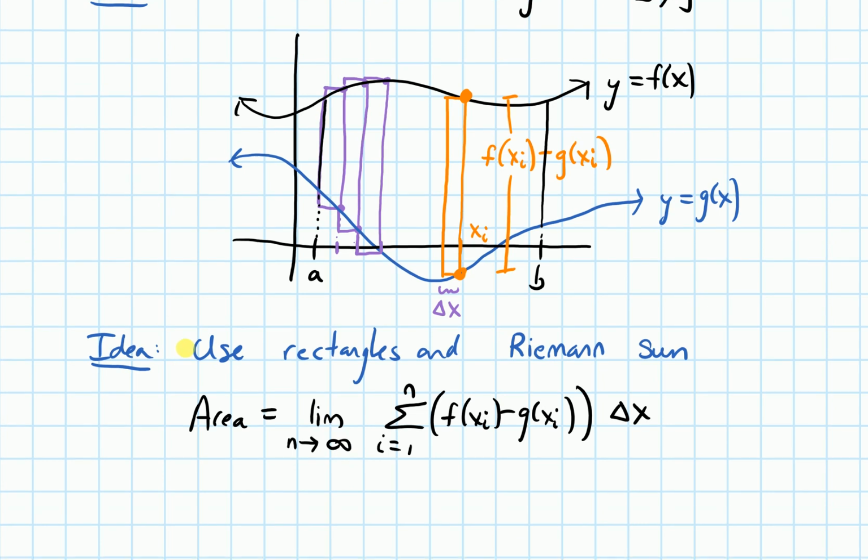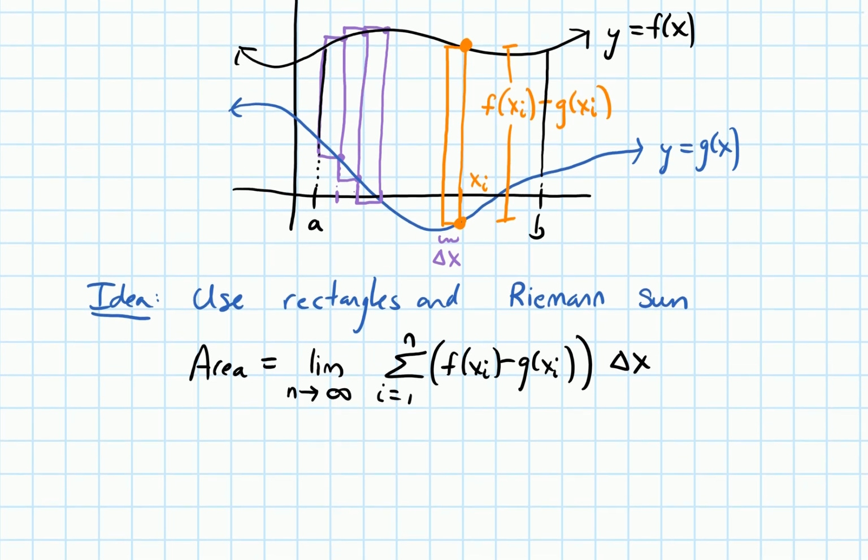Alrighty, but we've seen limits like this before. We can write this as a definite integral. So we'll get the area equals, this will become an integral. My interval is from a to b. And what happens is this f of something minus g of something, that'll become just f of x minus g of x. And the delta x becomes sort of the dx in the integral form. And that is our formula for the area.